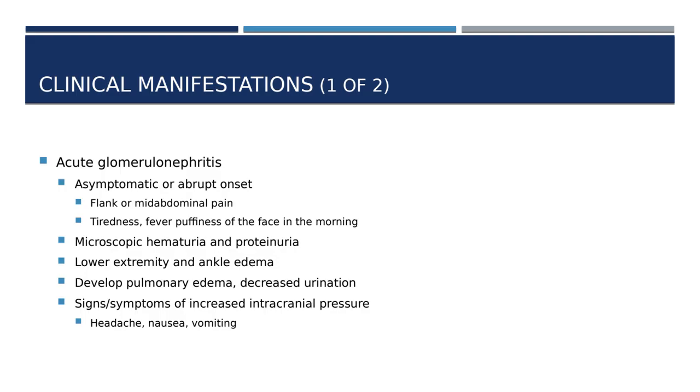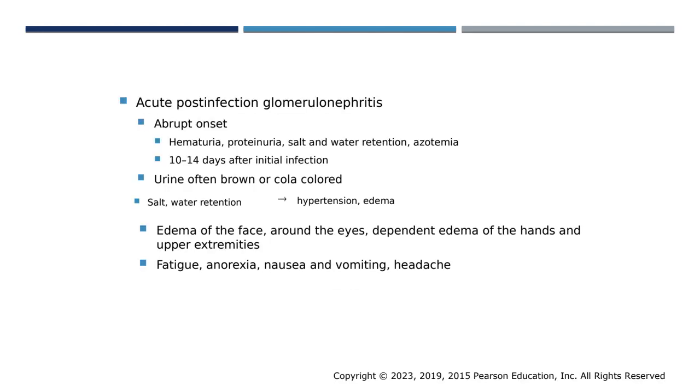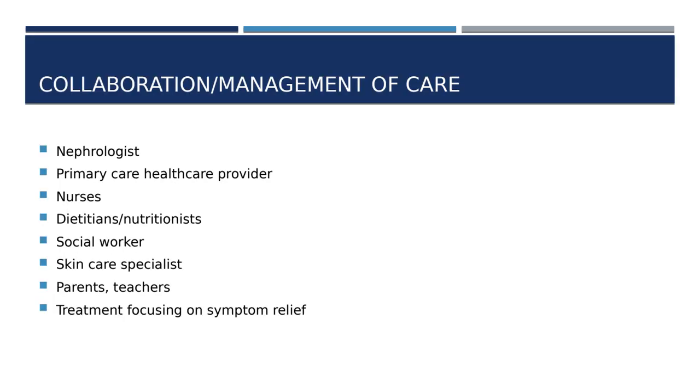So again, looking at the etiologies, because these folks present with the same signs and symptoms and the same interventions for both. But remember, with acute, I can treat it and be done with it, right? And here's your edema of the face, around the eyes, dependent edema of the hands, upper extremities, headache, nausea, vomiting, fatigue with the malaise, anorexia, not hungry, don't want to eat.